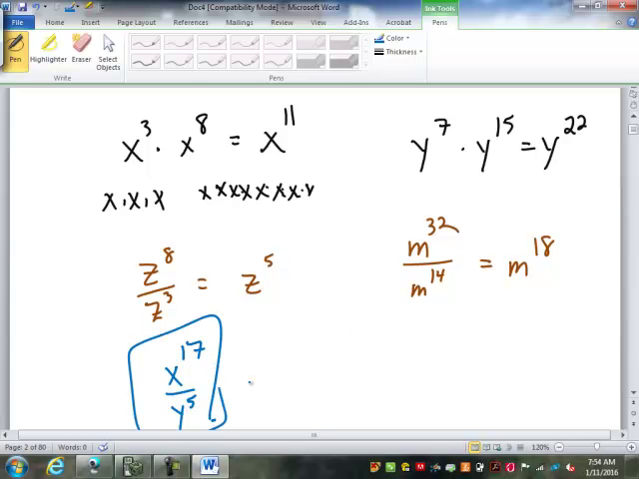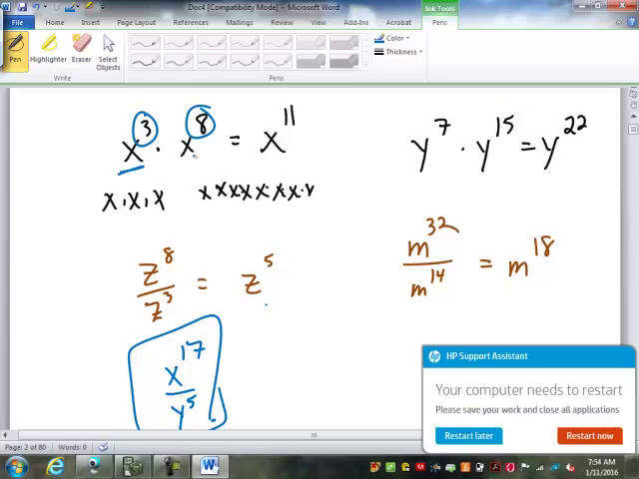Let's do it like that. Why? Different bases. Yeah. The whole idea of combining the powers originates because we have to have the same base of the exponent. So it has to be x and x, or y and y, or m and m, or z and z.